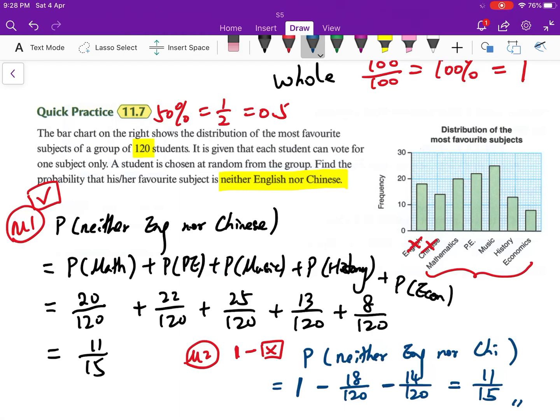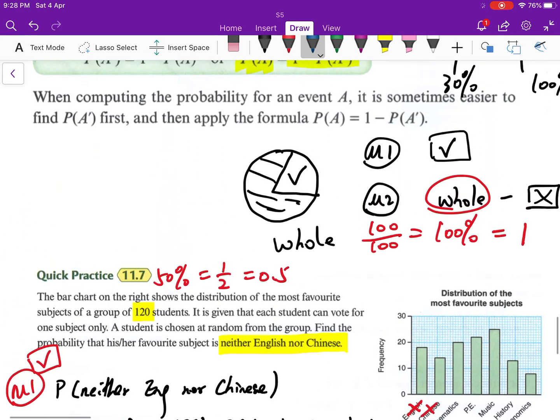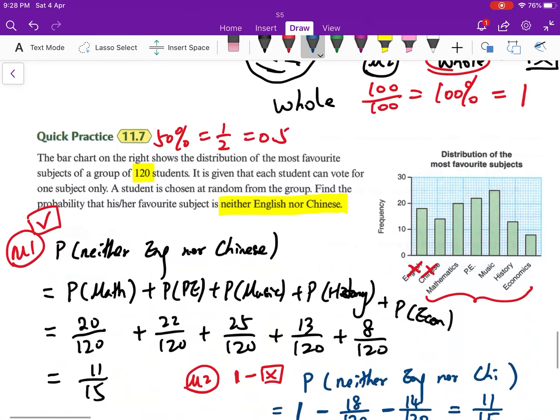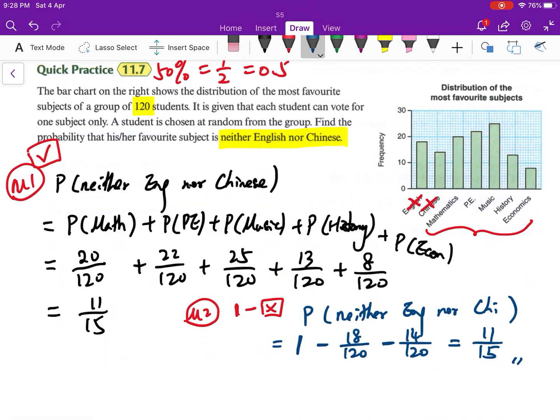So now, I told you that actually we have two methods. You can calculate the event you want, or use the complement, okay. Remember, the complement formula: 1 minus the event that you don't want, okay? So it is also a method to calculate the thing that you need, okay? So two methods, you can choose either one of them, okay? I would suggest you choose the one that you think is easier, okay? So this is quick practice 11.7.